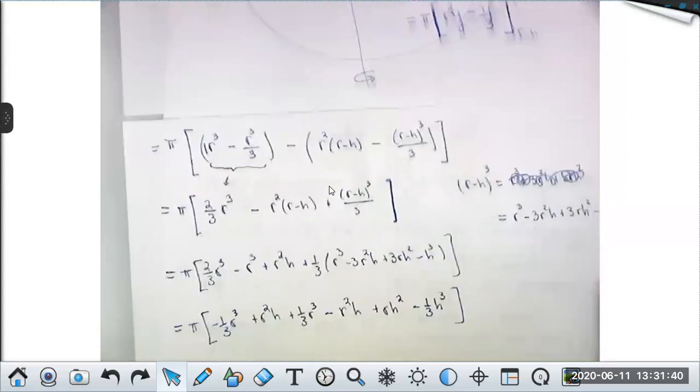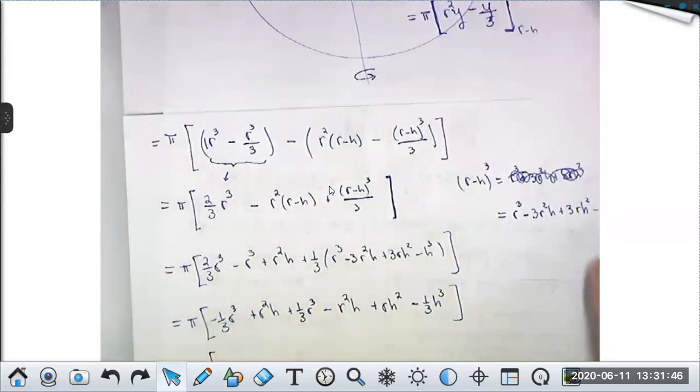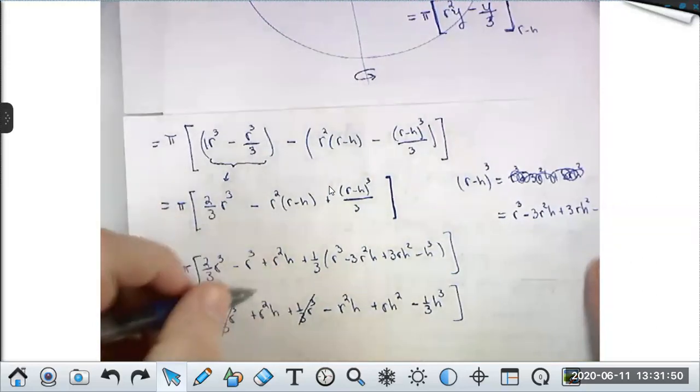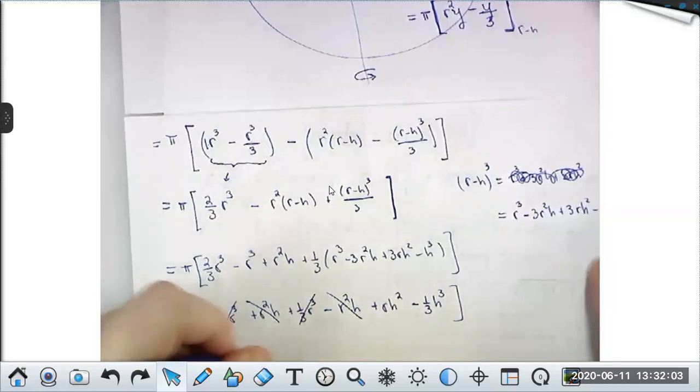Okay. So the 1/3 R cubes are going to cancel. Yeah, these look like they're going to go. And so you're just left with R h squared minus 1/3 h cubed. That's correct.